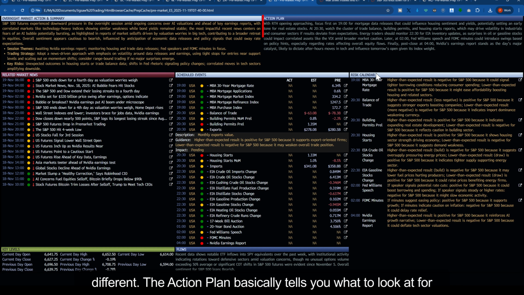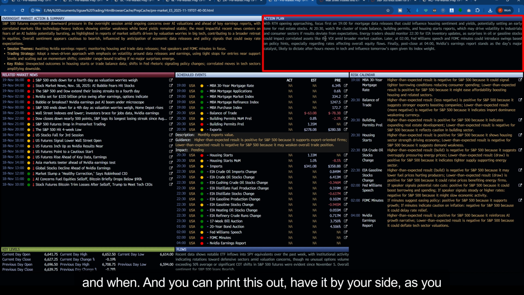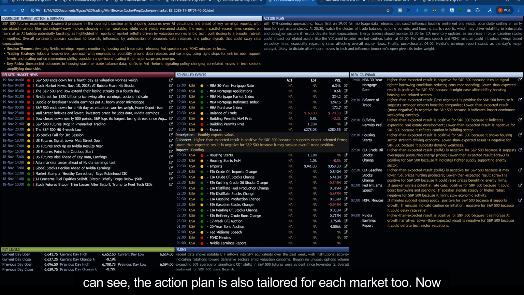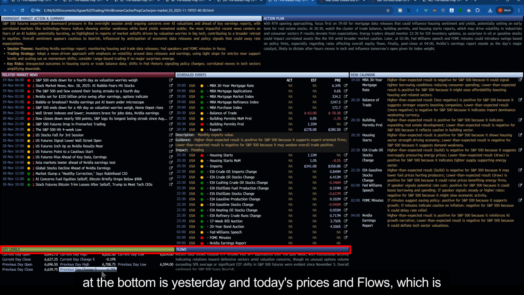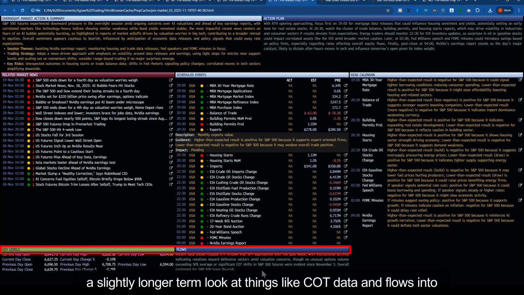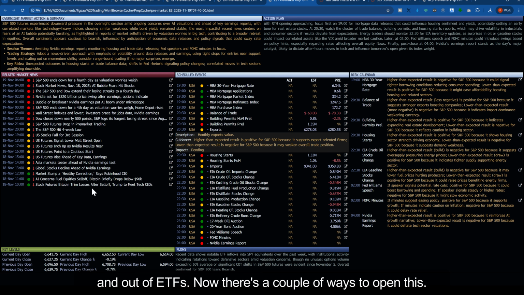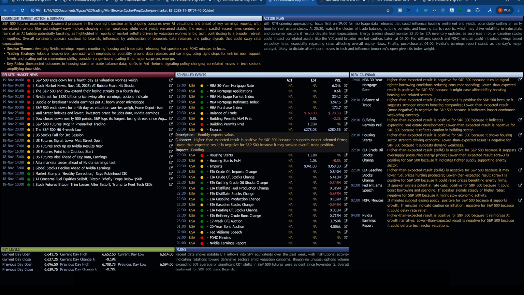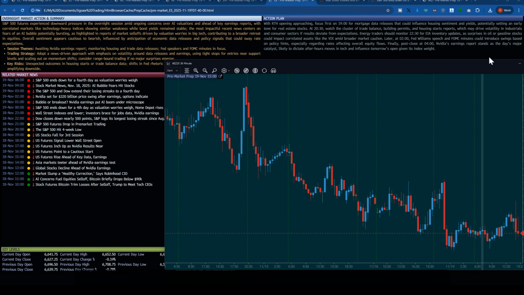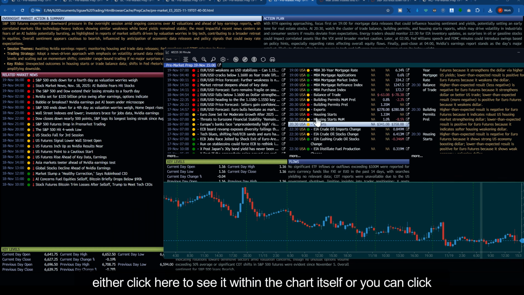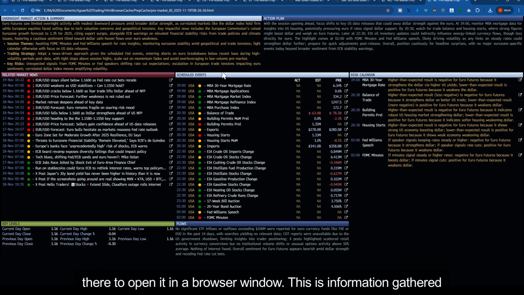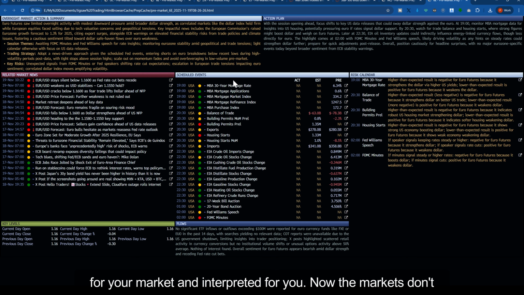The action plan basically tells you what to look out for and when, and you can print this out, have it by your side. As you can see, the action plan is also tailored for each market too. Now at the bottom is yesterday and today's prices and flows, which is a slightly longer term look at things like COT data and flows into and out of ETFs. Now there's a couple of ways to open this. You can open it from a chart. You can either click here to see it within the chart itself, or you can click there to open it in a browser window. This is information gathered for your market and interpreted for you.